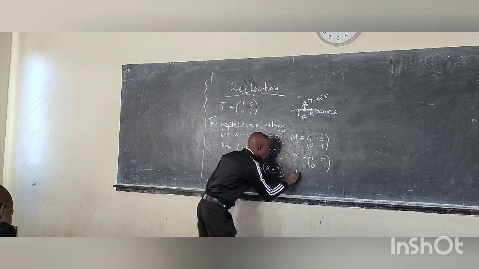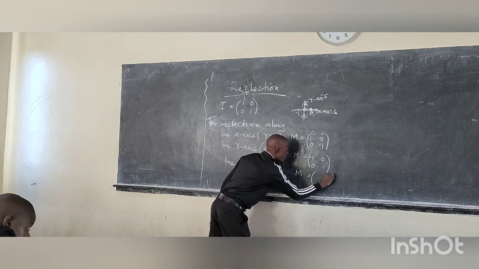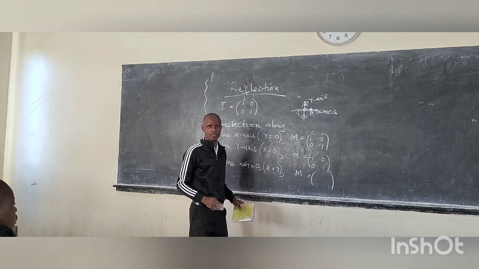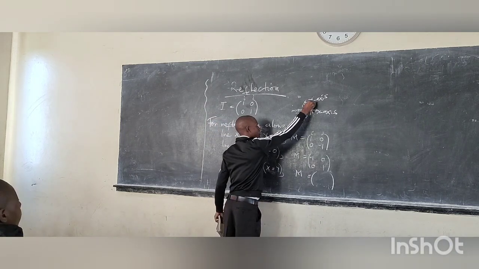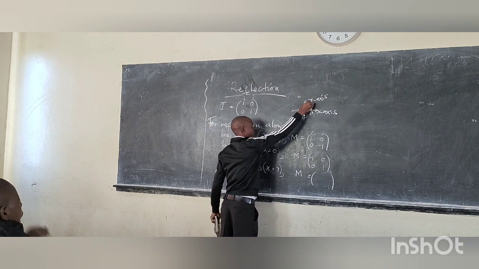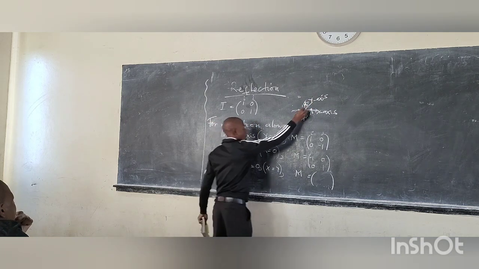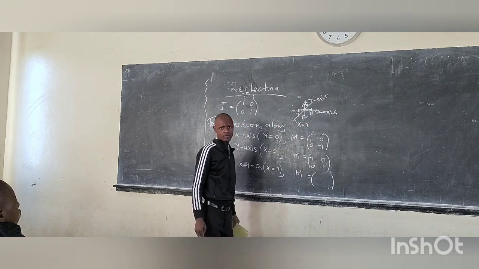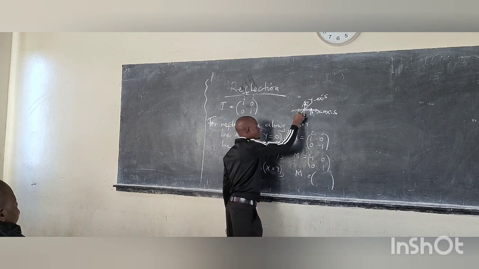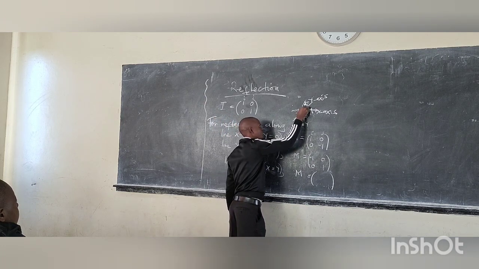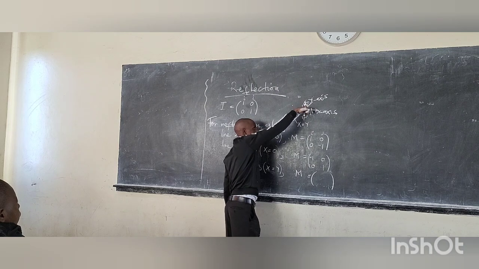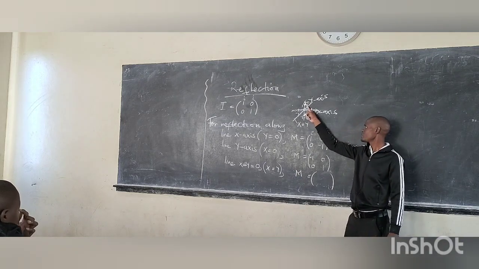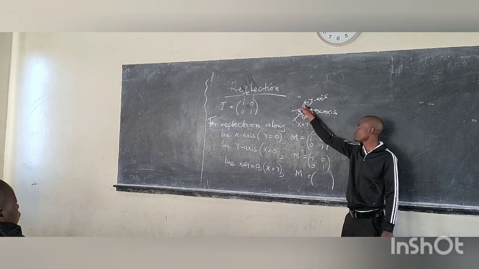Now for reflection along the line x equals y, our matrix of reflection will be as follows. This is the line of x equals y. It means that if this is the middle line, the mirror, and this is where the object point is, when you put your eye here and you face the middle line, I will be seen through the mirror to be here.